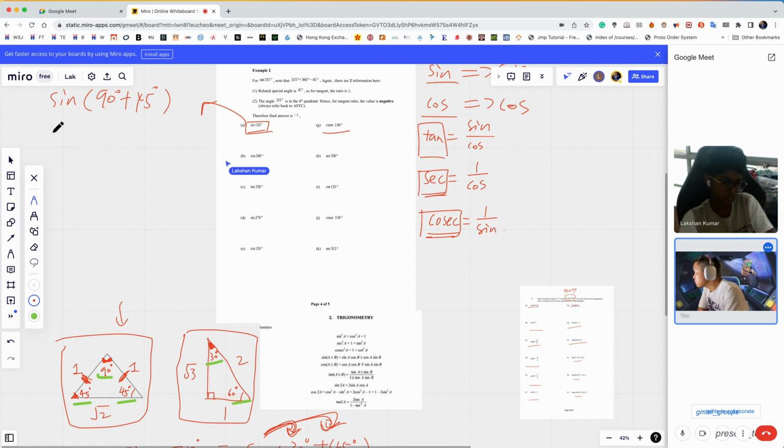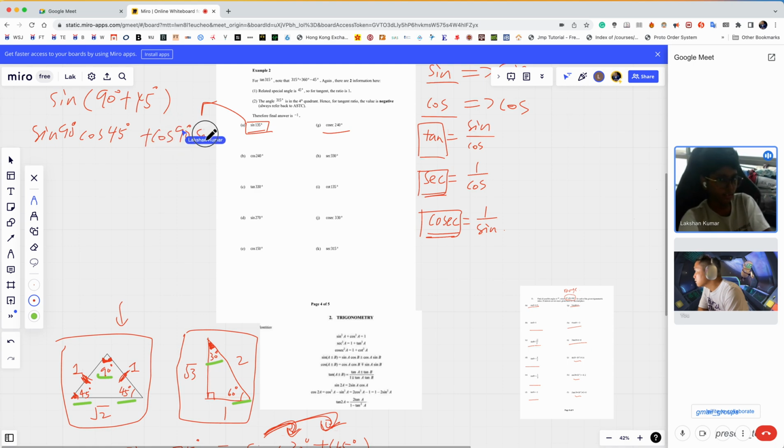So sine 90 cosine 45 plus cosine 90 sine 45. So the rest, you need to go back and do it. Even for doing this, you must kind of memorize these two triangles.